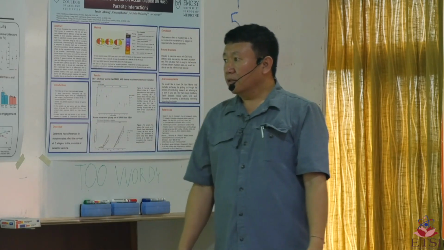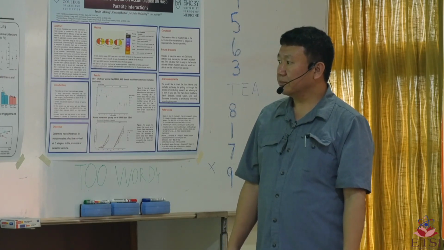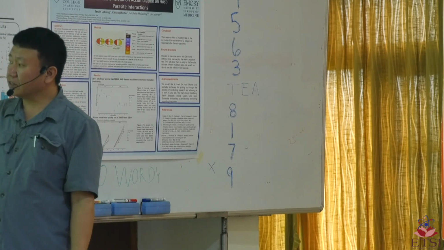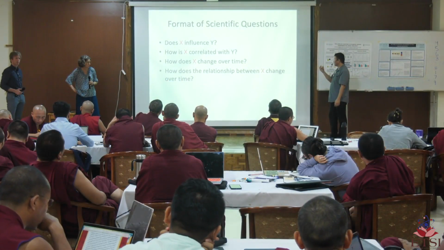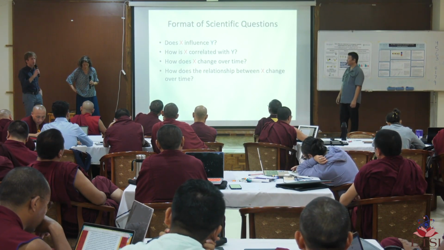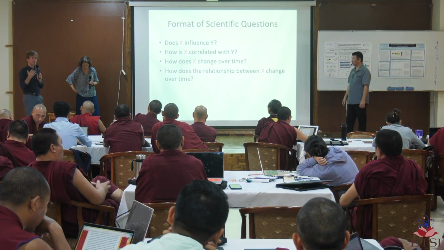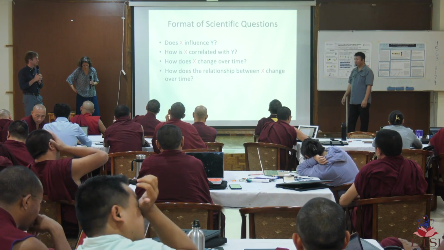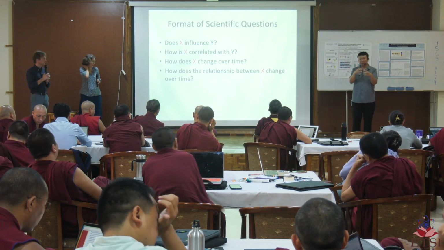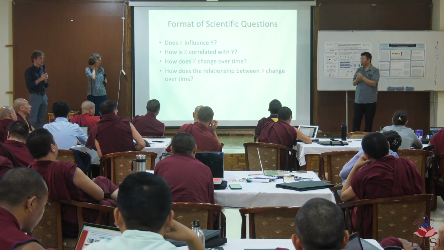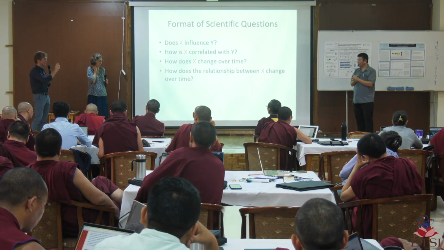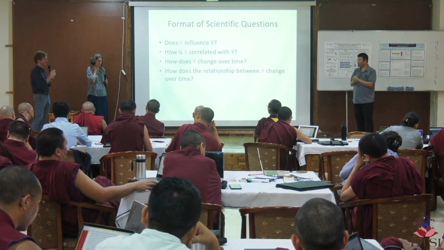And then the final question is, how does the relationship between X change over time? So many of your projects involved what we would call cross-sectional data collection. And that makes a lot of sense because it's very feasible, and cross-sectional data analysis involves where you collect data on people at a particular point in time.